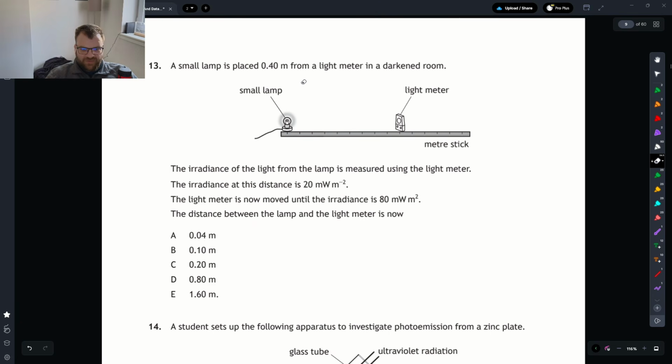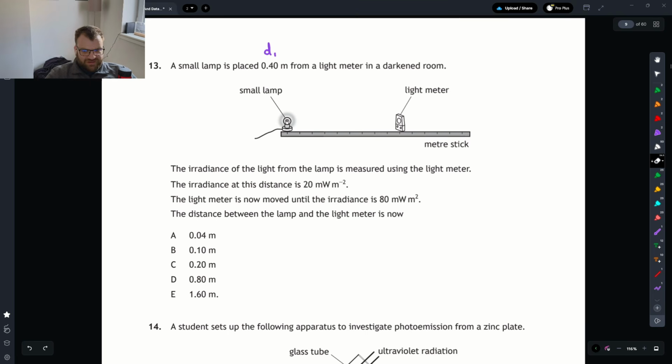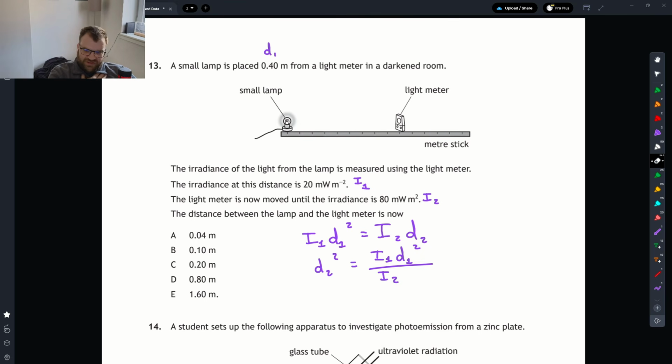In this question, we are told distances and we are told irradiance. The one that would make most sense to use here would be I1 D1 squared equals I2 D2 squared. We have got our first distance of 0.4. We're told our first irradiance and our second irradiance, and we are asked to work out the distance. I'm going to rearrange to work out our D2. It's just moving the D2 over to the other side. And then we want to take the square root of the I1 D1 squared over I2. Plugging that into your calculator gives us an answer of 0.2 meters, which gives us our answer of C.